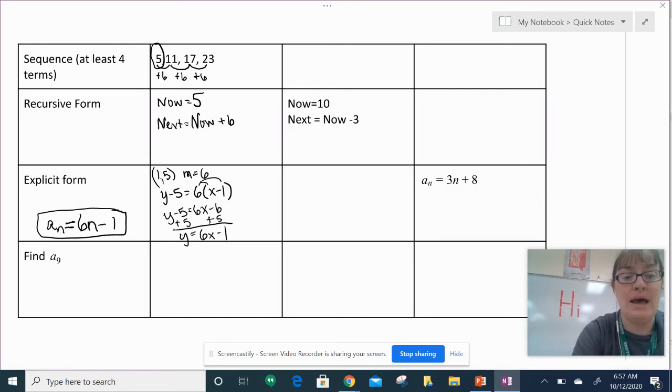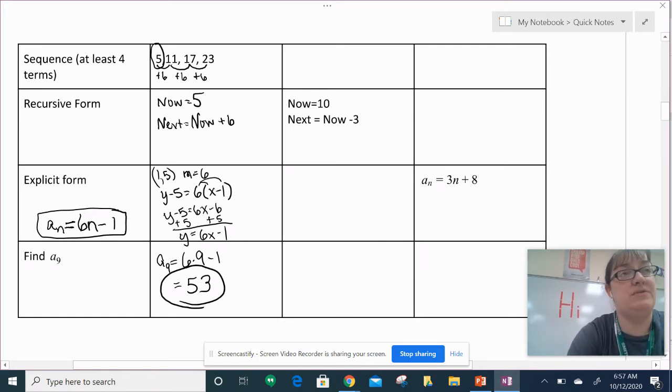Or in one step, I can say a sub 9 is equal to 6 times 9 minus 1. 6 times 9 is 54. 54 minus 1 is 53. So I can feel confident that the 9th term of the sequence would be 53. If you're not sure, go ahead and add it out. Keep adding 6, adding 6, adding 6 until you get to that 9th term. I think you'll find that that's the same one.